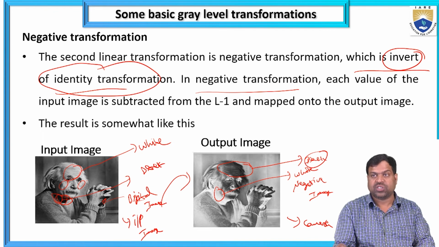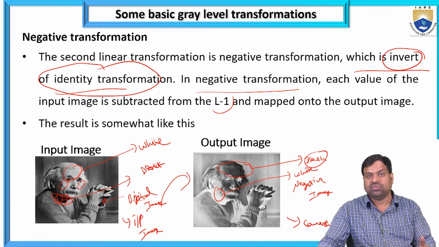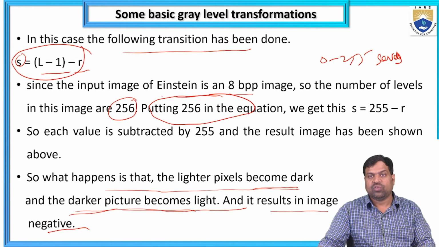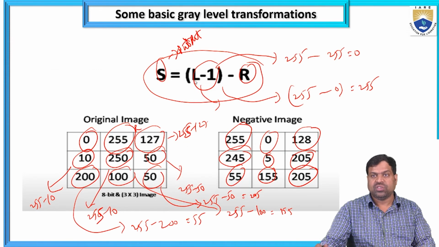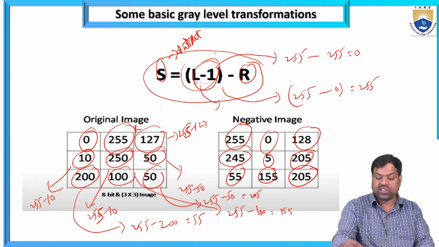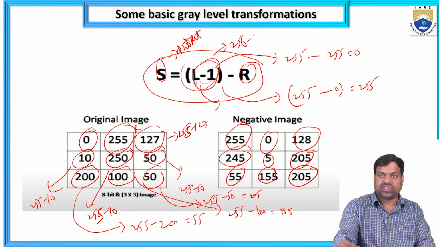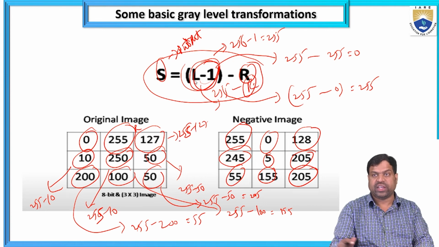In this negative transformation, the value of the input image is subtracted from L-1 and mapped onto the output image. So in here, we are inverting the original image. What is the formula? S equals L-1 minus R. Here L-1 means 255, since L equals 256, and 256 minus 1 is 255. So L-1 is 255 minus R, where R is the intensity values like 0, 255, 127.